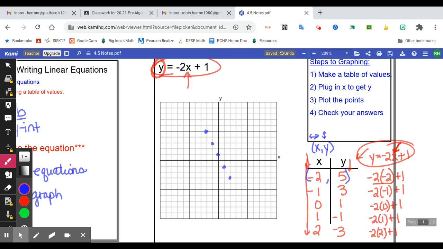Now, notice that all my points make a straight line, like they should. If you have points that are zigzagging all around, we know we've done something incorrectly. So I'm going to draw my straight line in. I'm going to have arrows on both ends. Okay? Now, to check and see if you've done correctly, you are going to graph this guy again, like we know how to from the earlier.